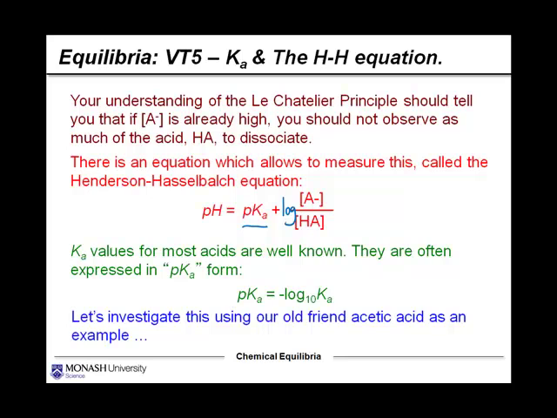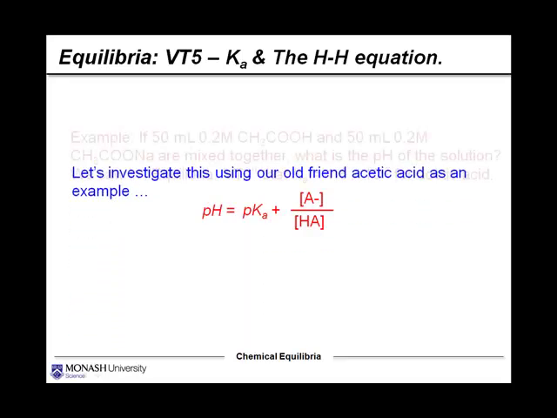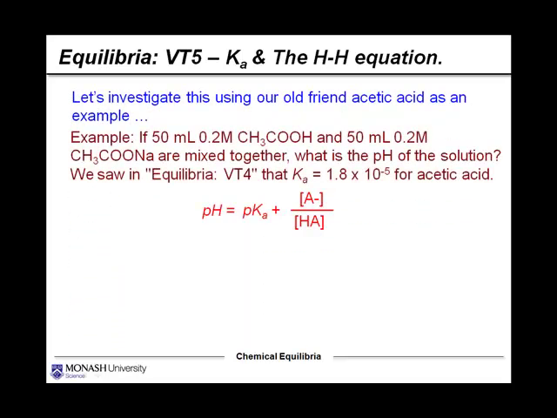Let's investigate this using our old friend acetic acid as an example. Now here's an example question, and I'm just going to fix up my equation, which seemed to have dropped an important part there, a little log. For example, if we have 50 mils of 0.2 molar acetic acid and we have 50 mils of 0.2 molar sodium acetate, and we mix them together, what is the pH of the solution?